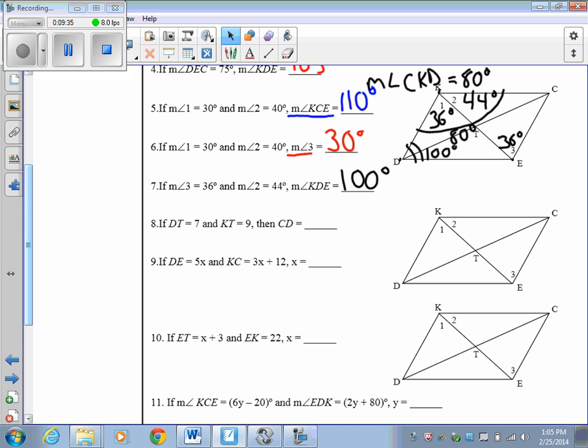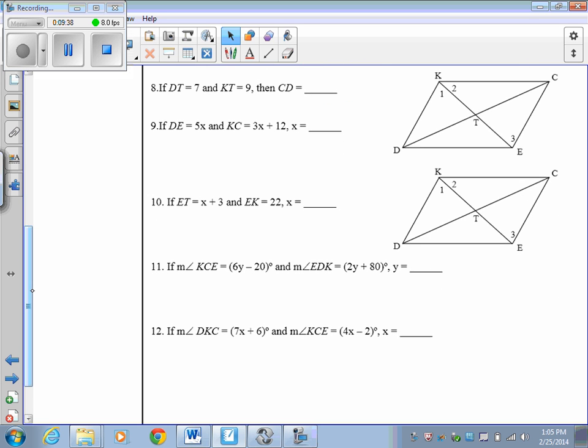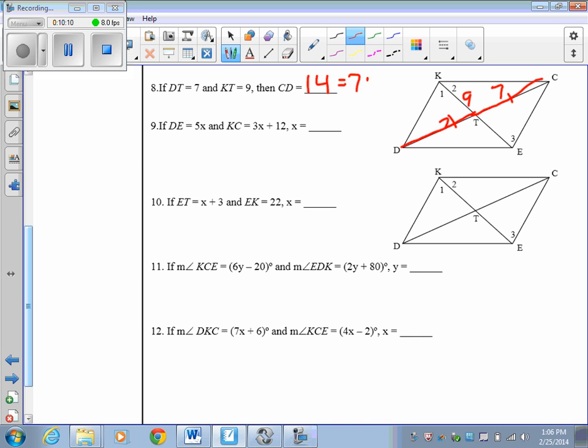Number 8, I guess we'll move down to the third picture. It says if DT is 7 and KT is 9, then CD equals what? So if this is 7, I know that this has to be 7. All the way back in the beginning of the year, we learned about the segment addition postulate, that says CD has to be 14, which is 7 plus 7. We don't need KT equals 9 in order to solve this problem.